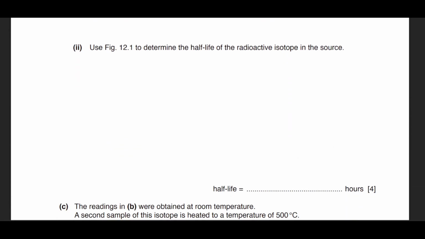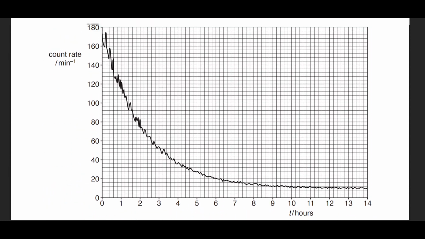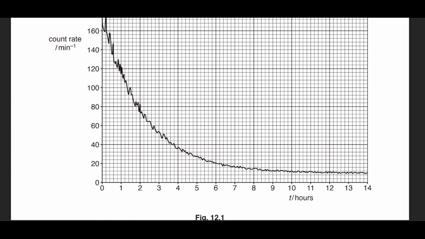He says determine the half-life, and the question is for 4 marks, which means it requires a lot of working from your side. Now let's try to make it simple. So we know that background radiation does not participate in the process of getting halved. Right? That is what we've done in O levels. So first, let's figure out the half-life.